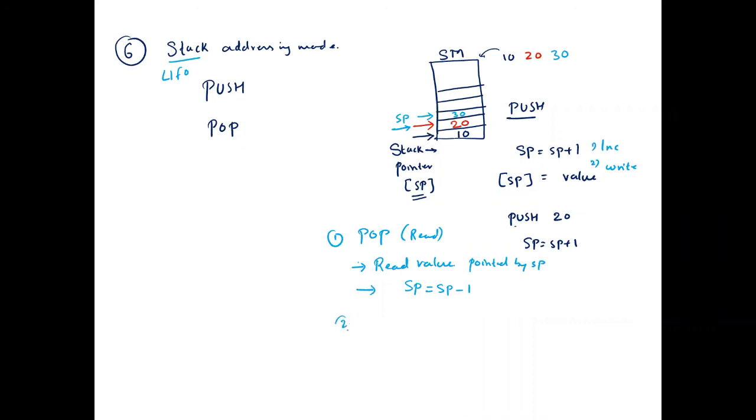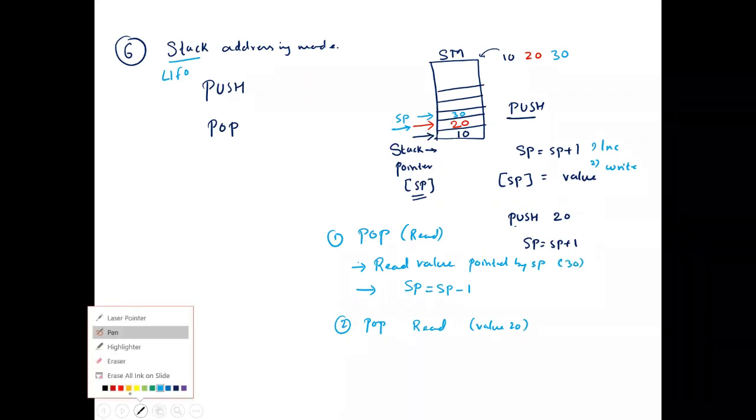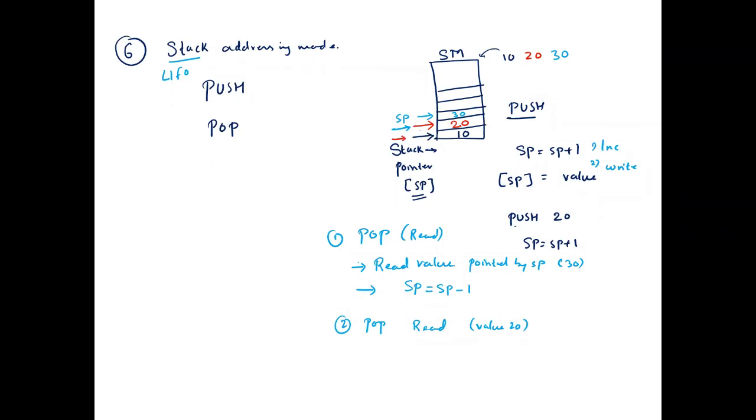Again, if you write pop a second time, first it will read. Now the value will be 20, since here the value was 30. So it will read 20. After reading 20, it will decrement the SP. Now the new value of SP will point to 10. This type of addressing mode we call stack addressing mode. So today we stop the discussion at this point.